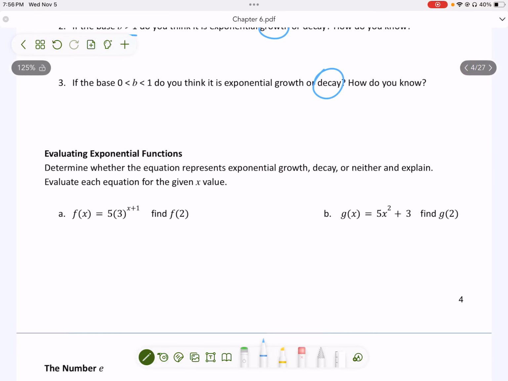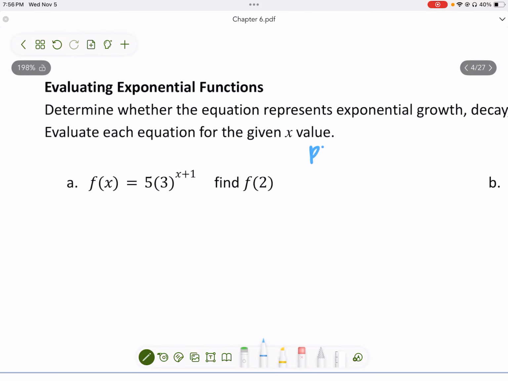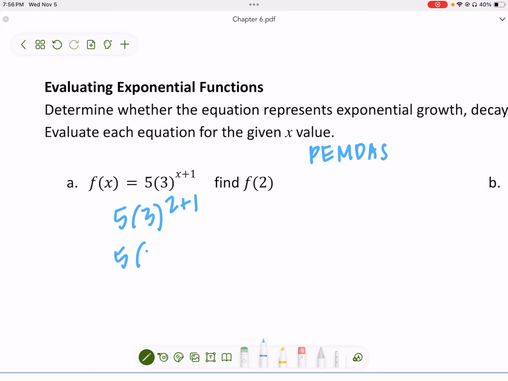If we want to solve, you really just need to follow the order of operations. So remember PEMDAS: please excuse my dear Aunt Sally. So 5 times 3 to the power of 2 plus 1. You are not multiplying this first, okay? You have to follow your order of operations.